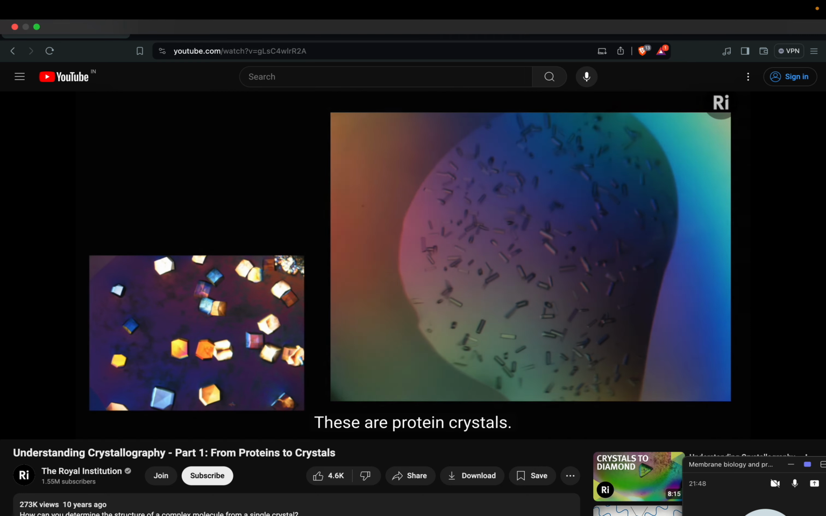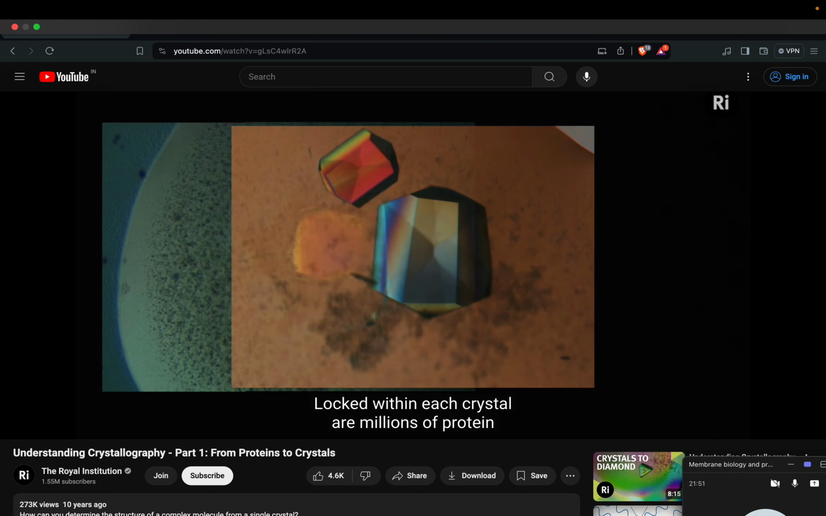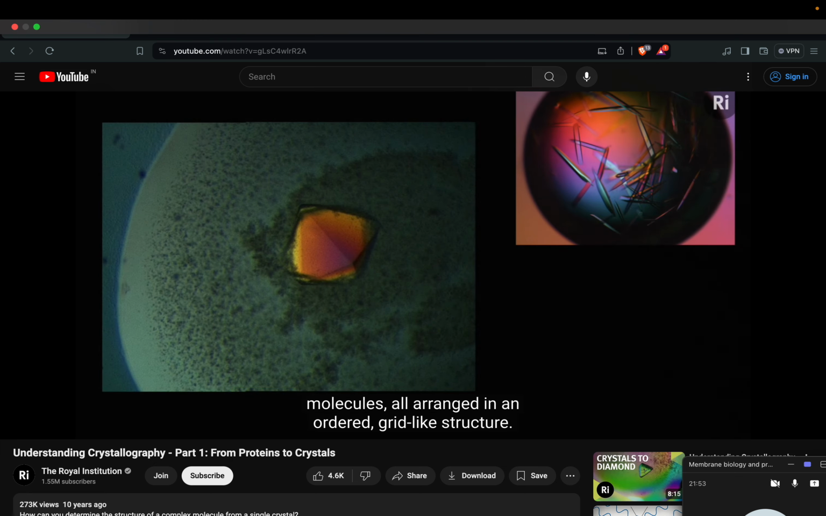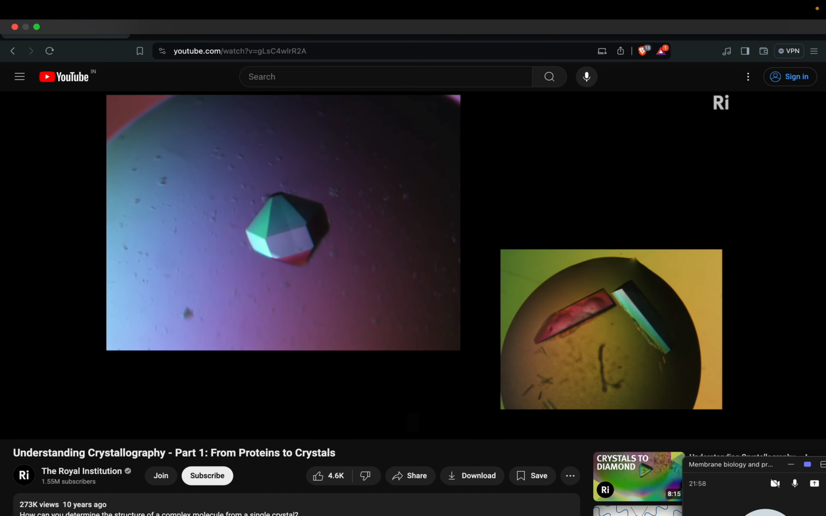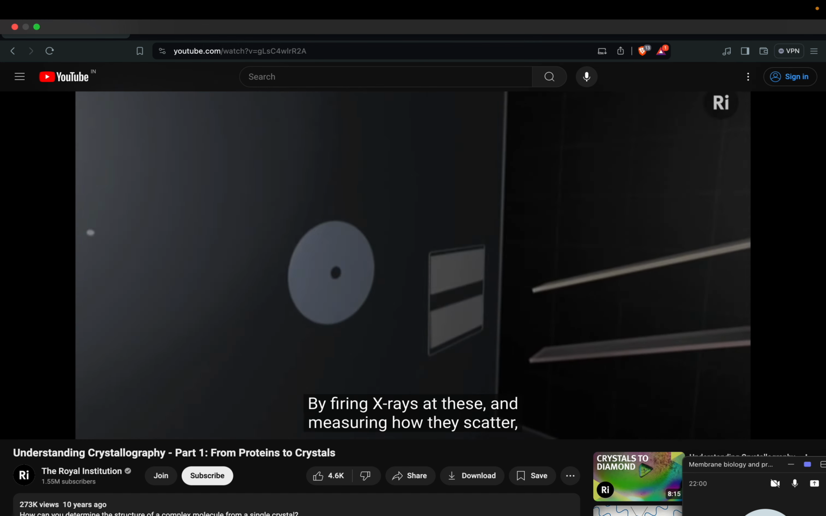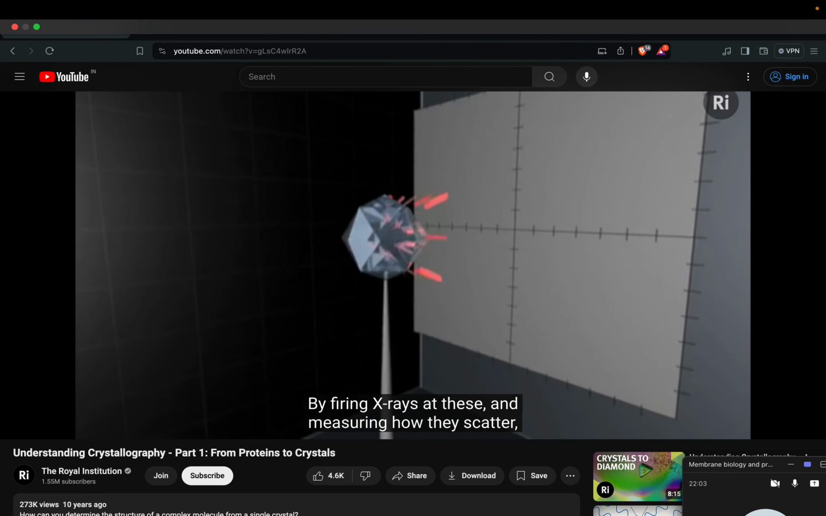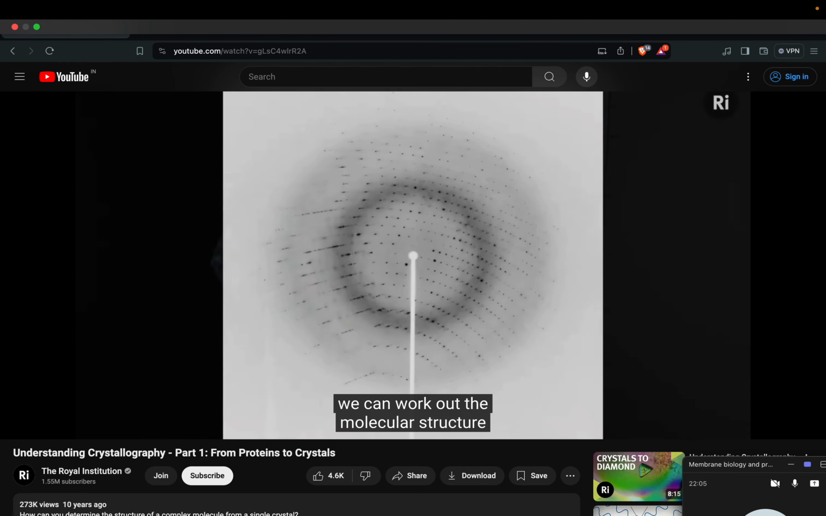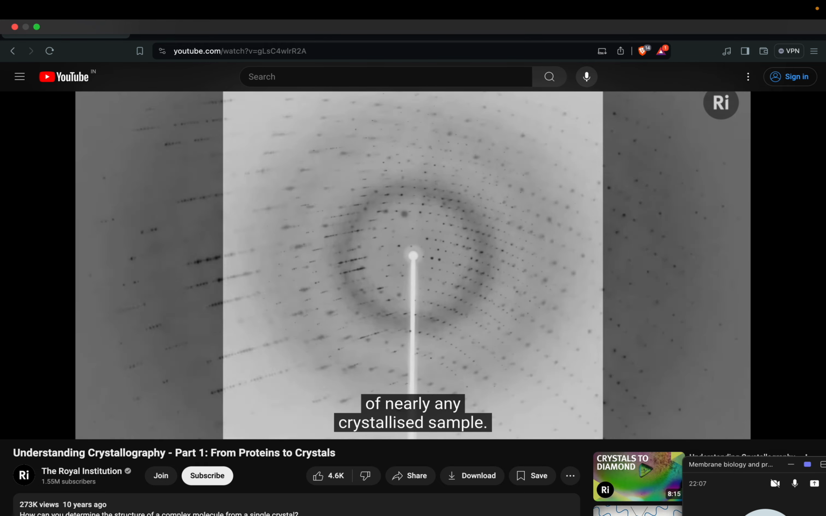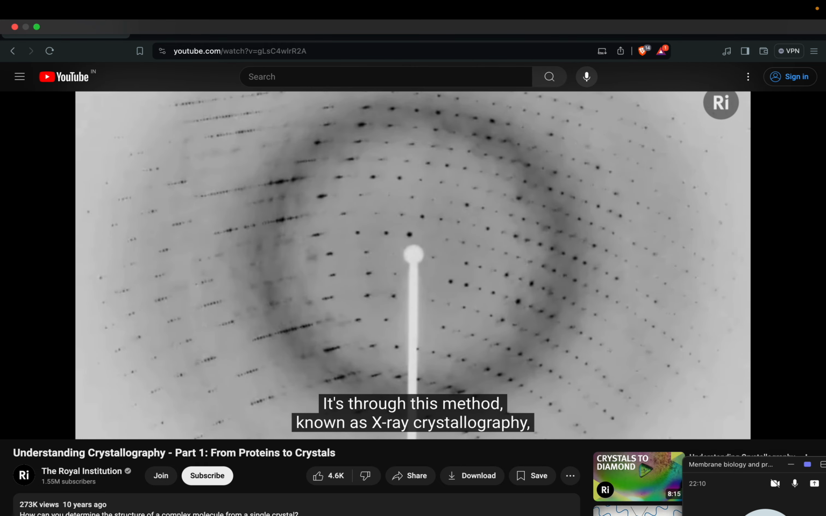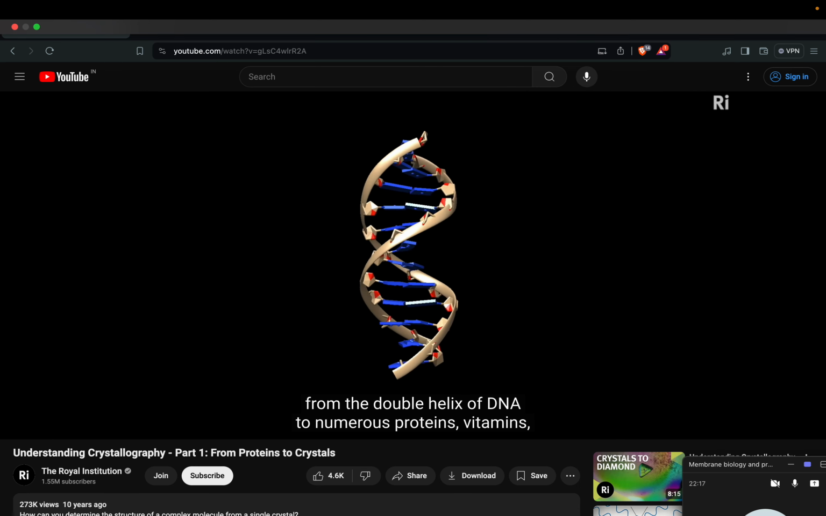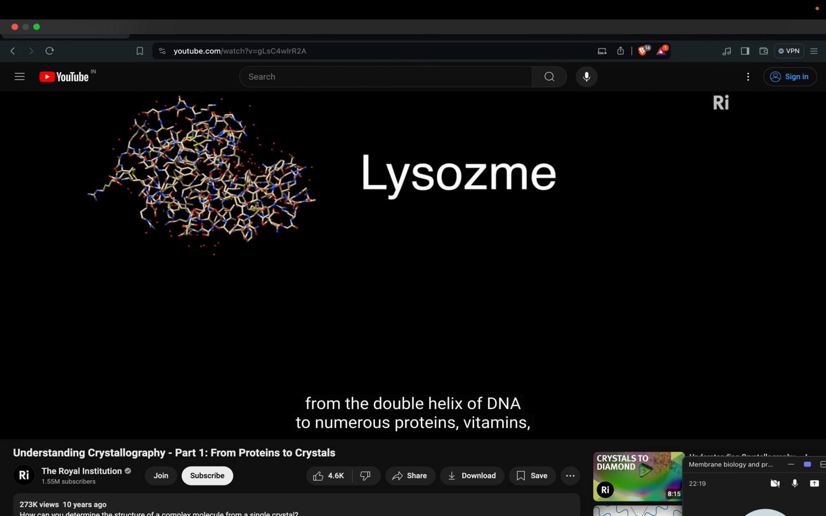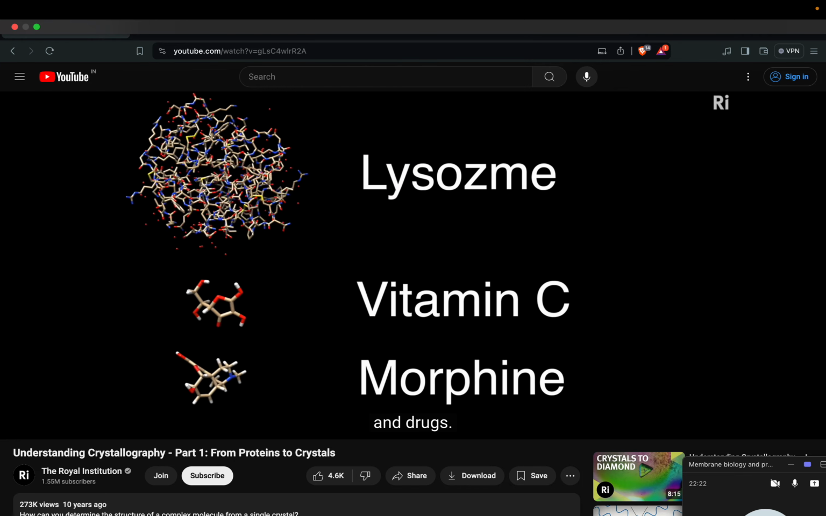These are protein crystals. Locked within each crystal are millions of protein molecules, all arranged in an ordered grid-like structure. By firing X-rays at these and measuring how they scatter, we can work out the molecular structure of nearly any crystallized sample. It's through this method, known as X-ray crystallography, that some of the most important biological structures have been obtained, from the double helix of DNA to numerous proteins, vitamins, and drugs.